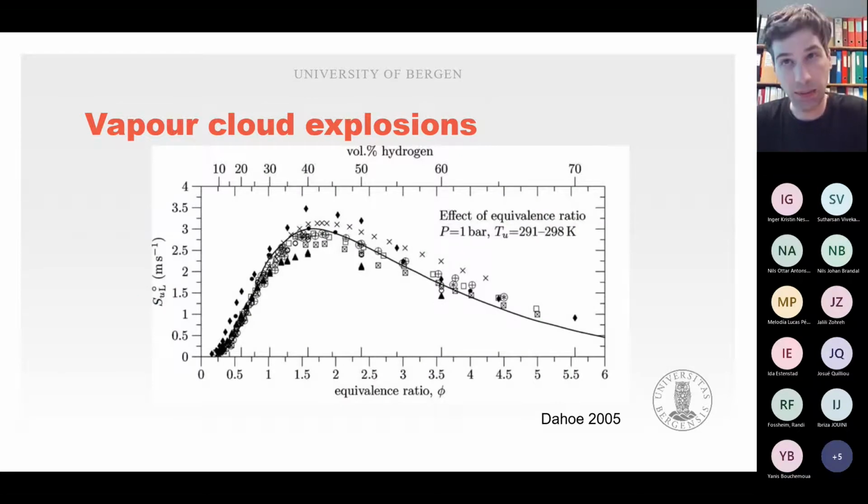For hydrogen, you can see here the burning velocity as a function of how much hydrogen there is in the air. So the maximum laminar burning velocity you will have at around 40% hydrogen in air. The stoichiometric concentration is around 30% for hydrogen. This is when all hydrogen consumes all the oxygen in the mixture. We typically say that mixtures above 30%, we call them rich mixtures, and below we call them lean mixtures.